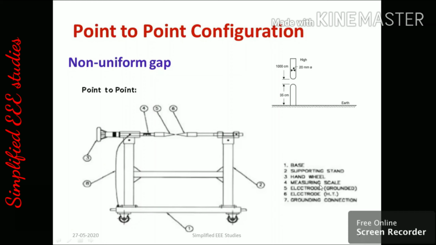Then fourth one is measuring scale. We require a measuring scale over here. This is the main scale and this will be the supplementary scale. Then these are the electrodes. As you can see, these are the electrodes. Then this is ST electrode and this will be LV electrode.